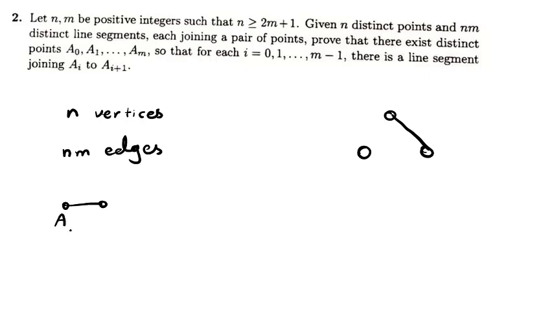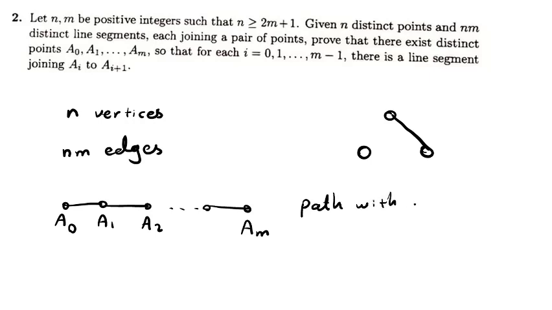Prove that there exist points a0, ..., am means what? It's like this. a0 is connected to a1. The problem says ai to ai plus 1, a2 to am. So it means what? A path with length m. We consider length the number of edges. From a0 to am, we have m plus 1 vertices on this path and m edges. So a path with length m.